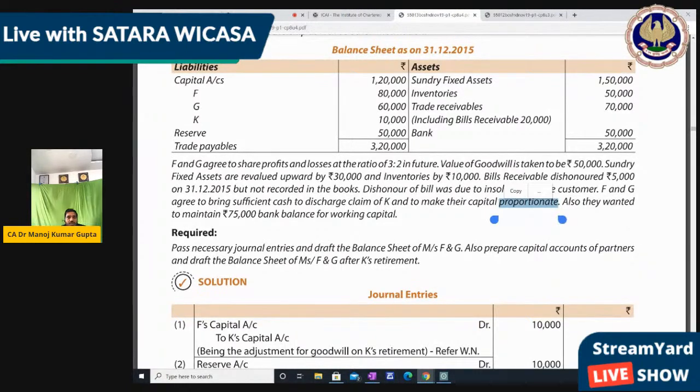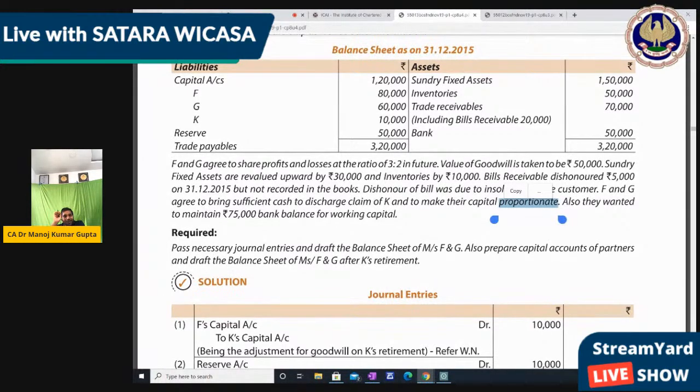So why do they want the balance sheet twice? Pass journal entries and draft the balance sheet of Messrs. F and G, also prepare the capital accounts of the partners and draft the balance sheet of Messrs. F and G after K retiring. Definitely the balance sheet before K retiring is given, we have to prepare only the one after retiring, right? So no problem, we'll make the balance sheet after retiring. They asked twice, but the meaning is the same, right?